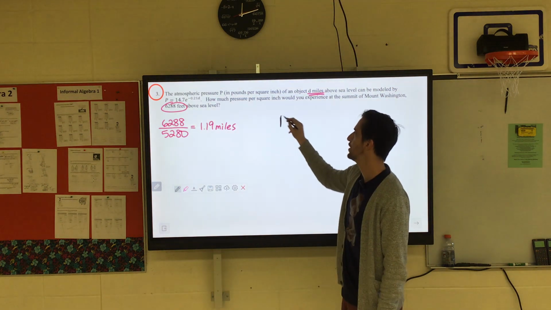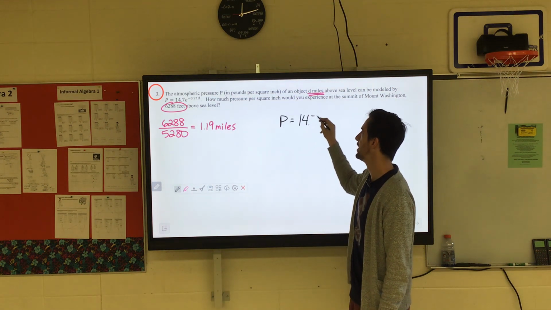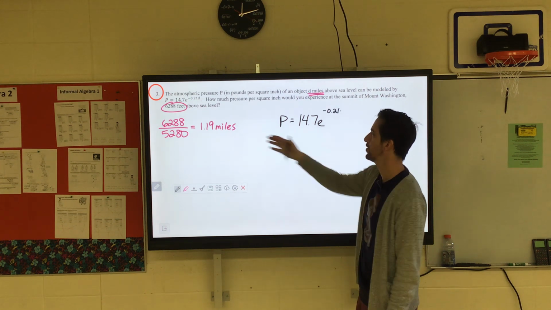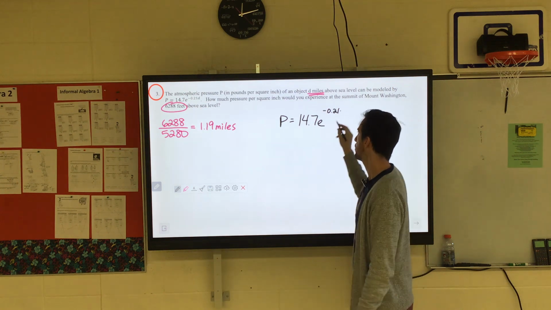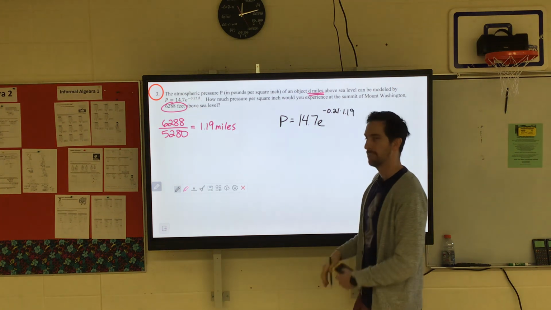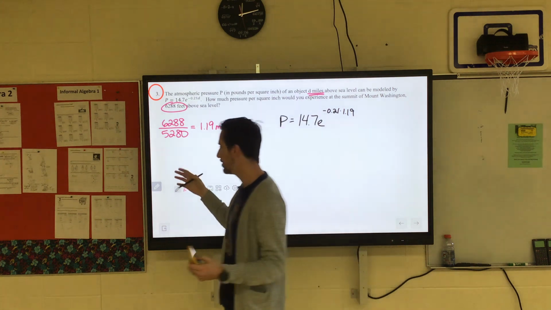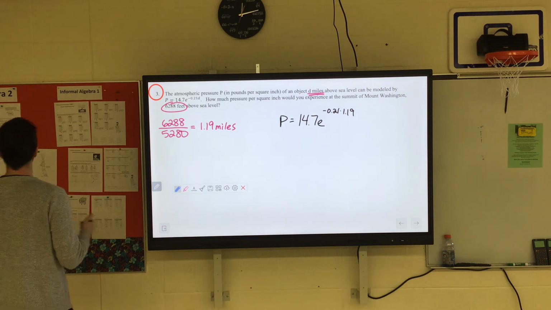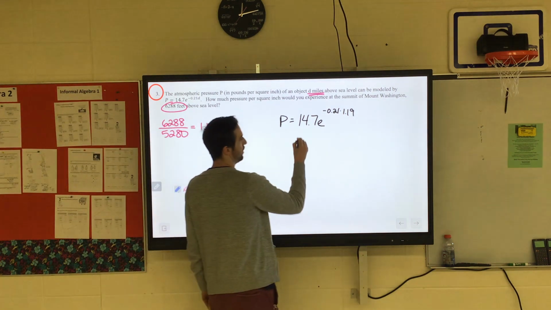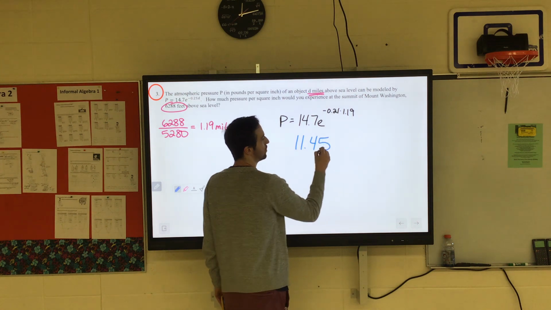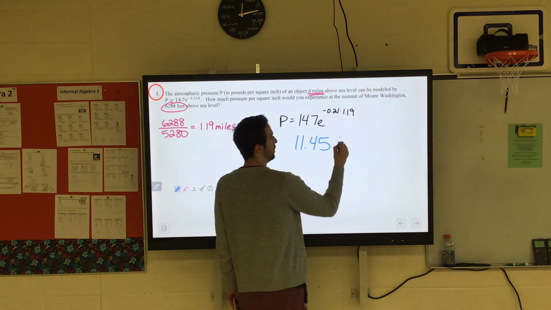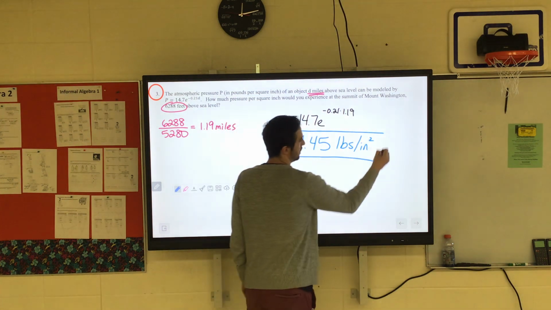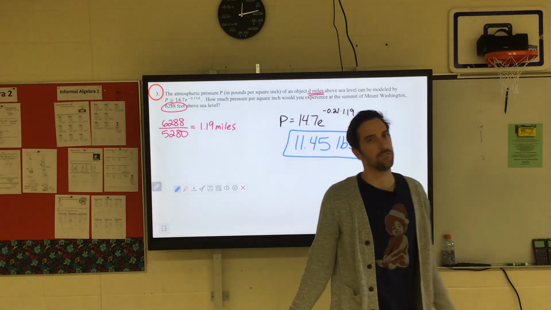So we have the pressure equals 14.7 e, and the exponent is going to be negative 0.21 times our distance in miles, 1.19. Type this into your calculator exactly how it is. And if we were to round this one, we'd get around 11.45, and we're talking pounds per square inch. That was wild, man. That was pretty tough. I'll give you that.